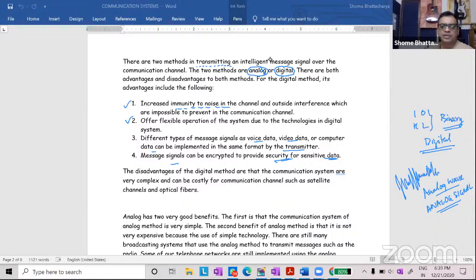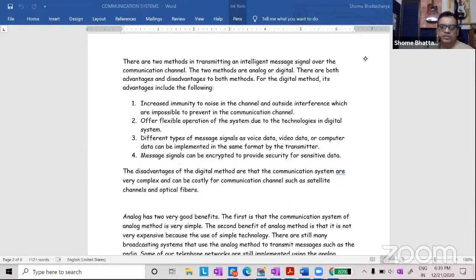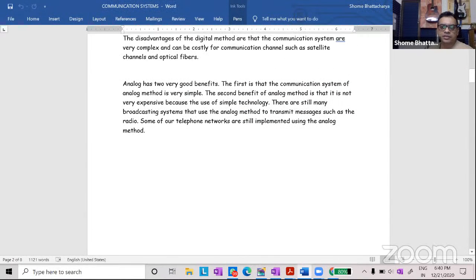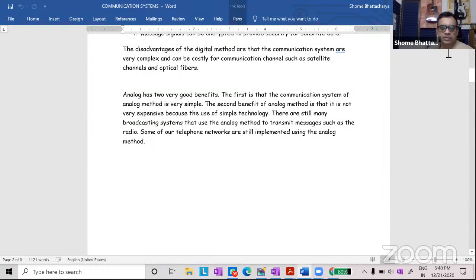But at the same time, there are disadvantages, and the biggest disadvantage is that it is very complex, and it is also costly, because you need such things as satellite channels, optical fibers, etc. These are the typical types of channels that I use: satellite channels versus optical fiber networks. Both of which create an additional expense. Analog also has a few benefits, but we don't need to get into that. What we need to understand is that analog is still used to date for basic radio transmission and basic communication networks.